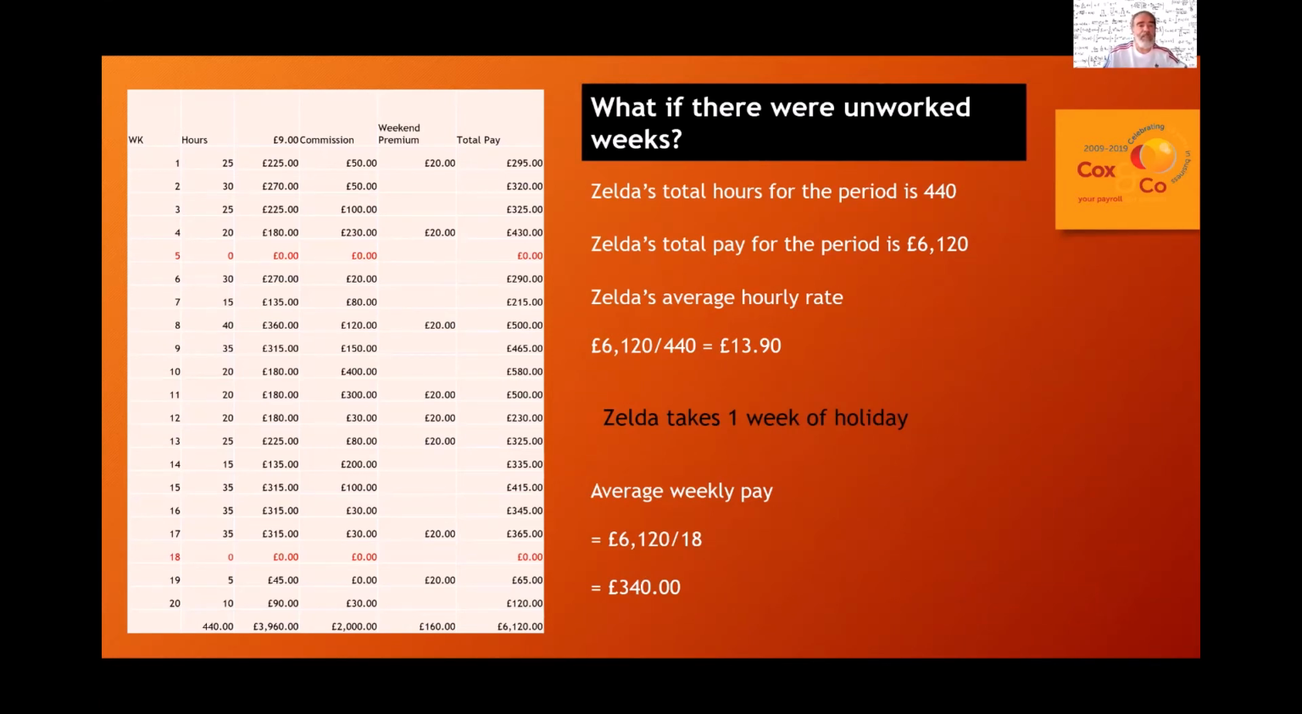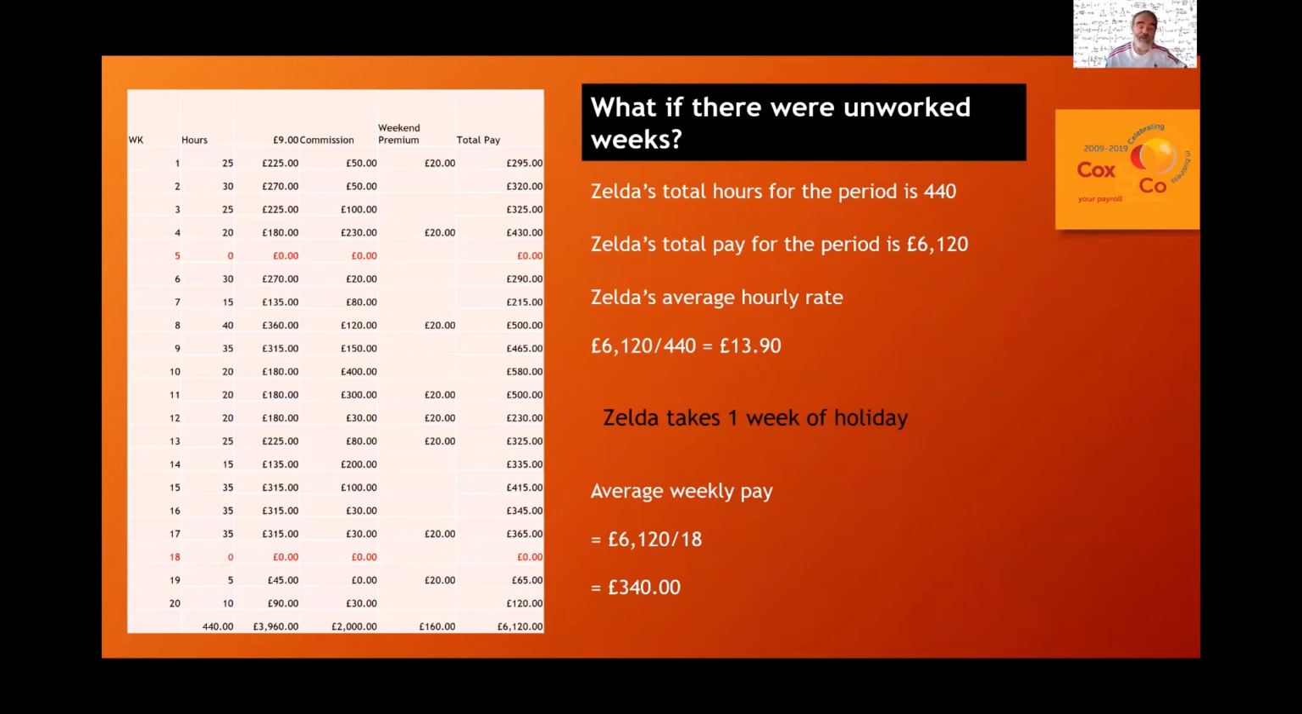So for the purposes of calculating an average weekly pay, on this occasion we're going to exclude week 5 because there's no payment for hours that have been worked. And we're going to exclude week 18 because, again, there's no payment for hours that have been worked. So on this occasion, we're running the calculation, and instead of her total earnings being divided by 20 weeks, we're going to divide them by 18.